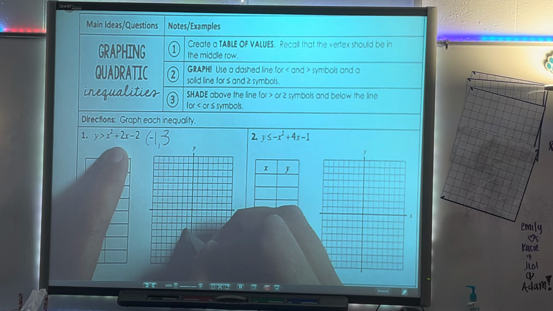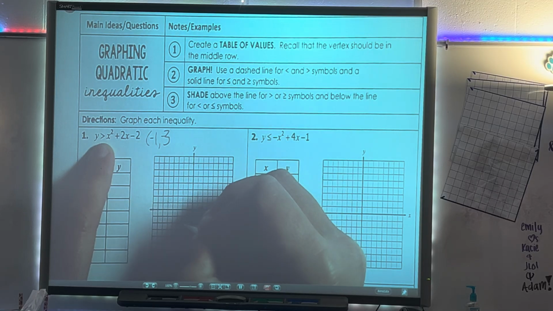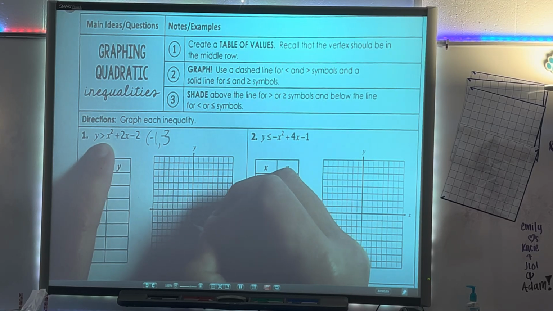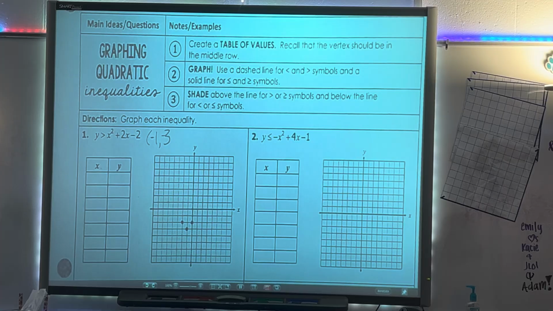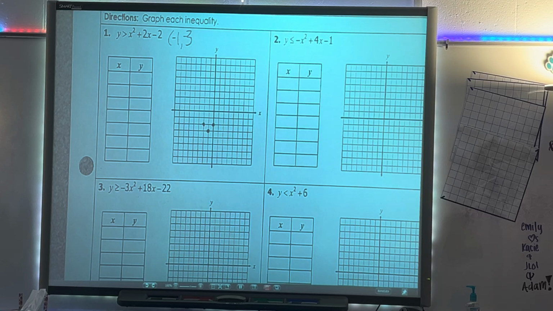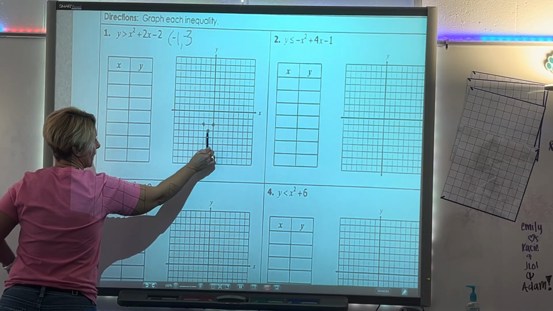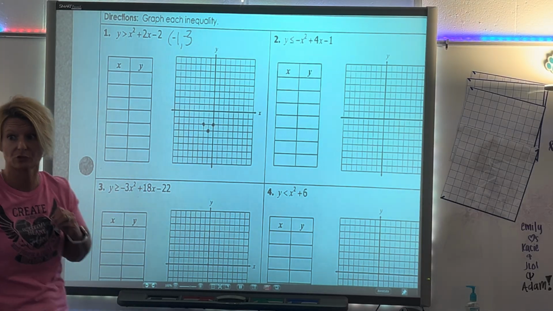So here's my vertex. Alright, and since I know this first one, I know I have these 2 points right here, so I'm going to put those 2 on there. How did I know those 2 points were going to be there? We talked about this yesterday. Yeah, it's just an x squared. So when it's just an x squared, from my vertex, I can go up 1 and over 1 this way and up 1 over 1 this way.